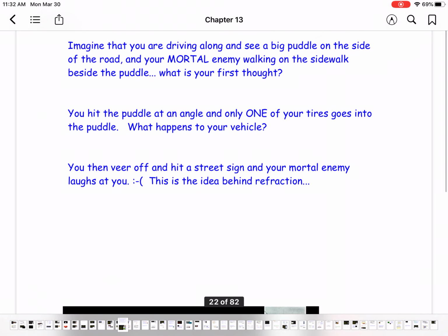Okay, so imagine you're driving down the road and see a big puddle on the side of the road, and your mortal enemy is walking the sidewalk beside the puddle. What is your first thought? So you go to hit the puddle at an angle, but only one of your tires goes in the puddle. So you've driven before, right?